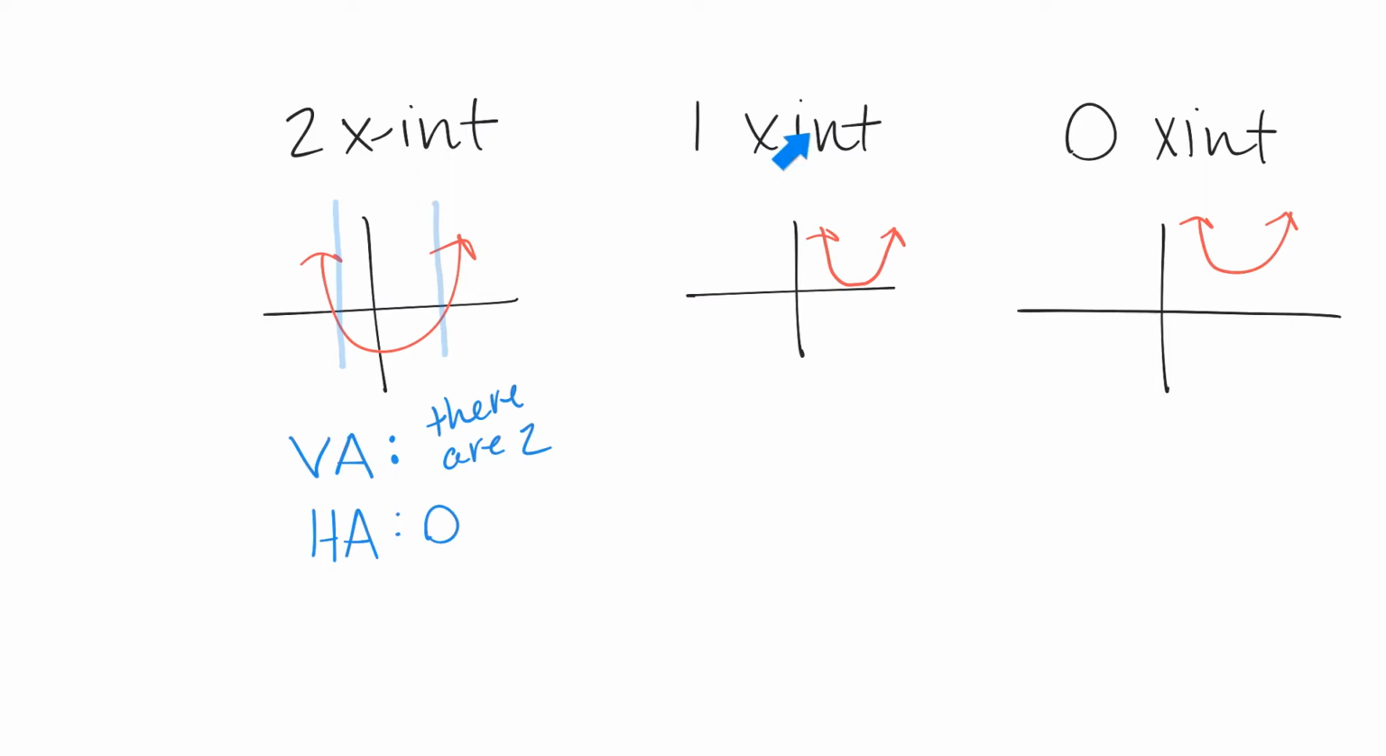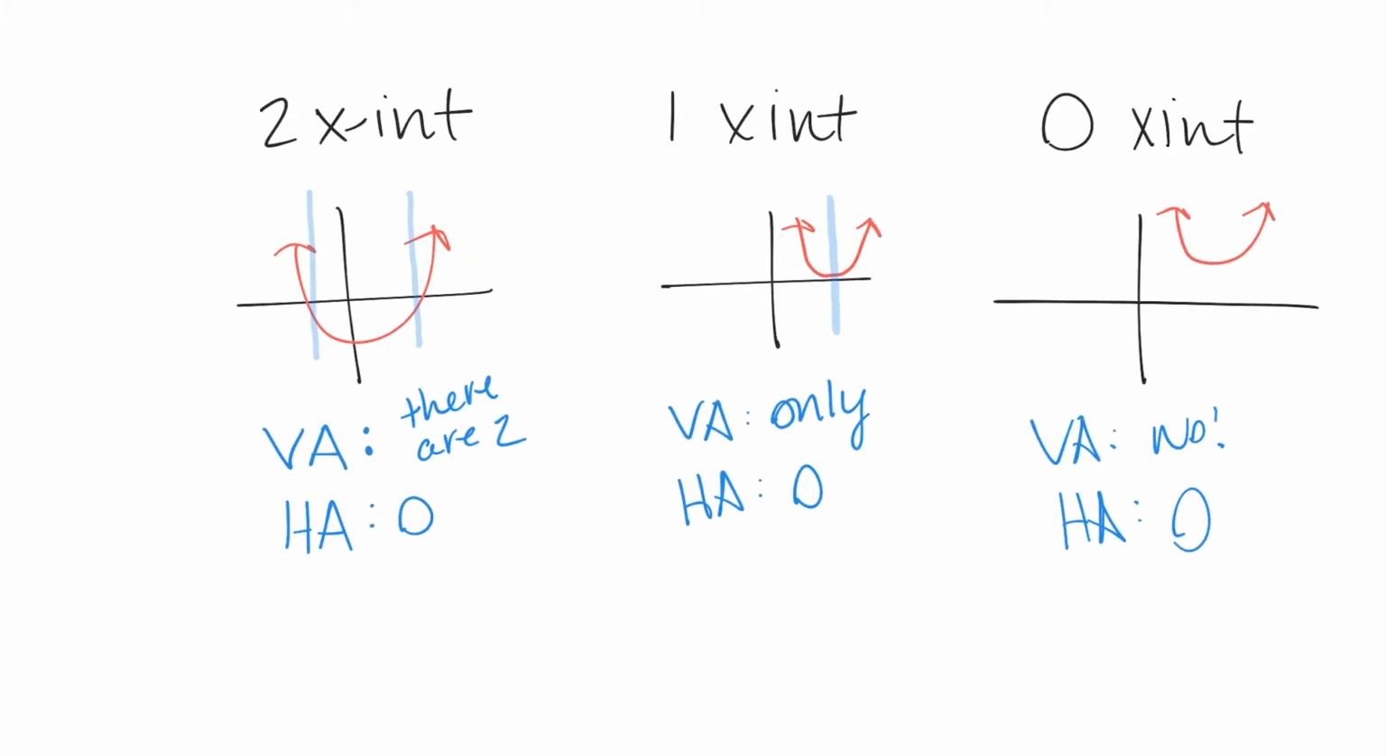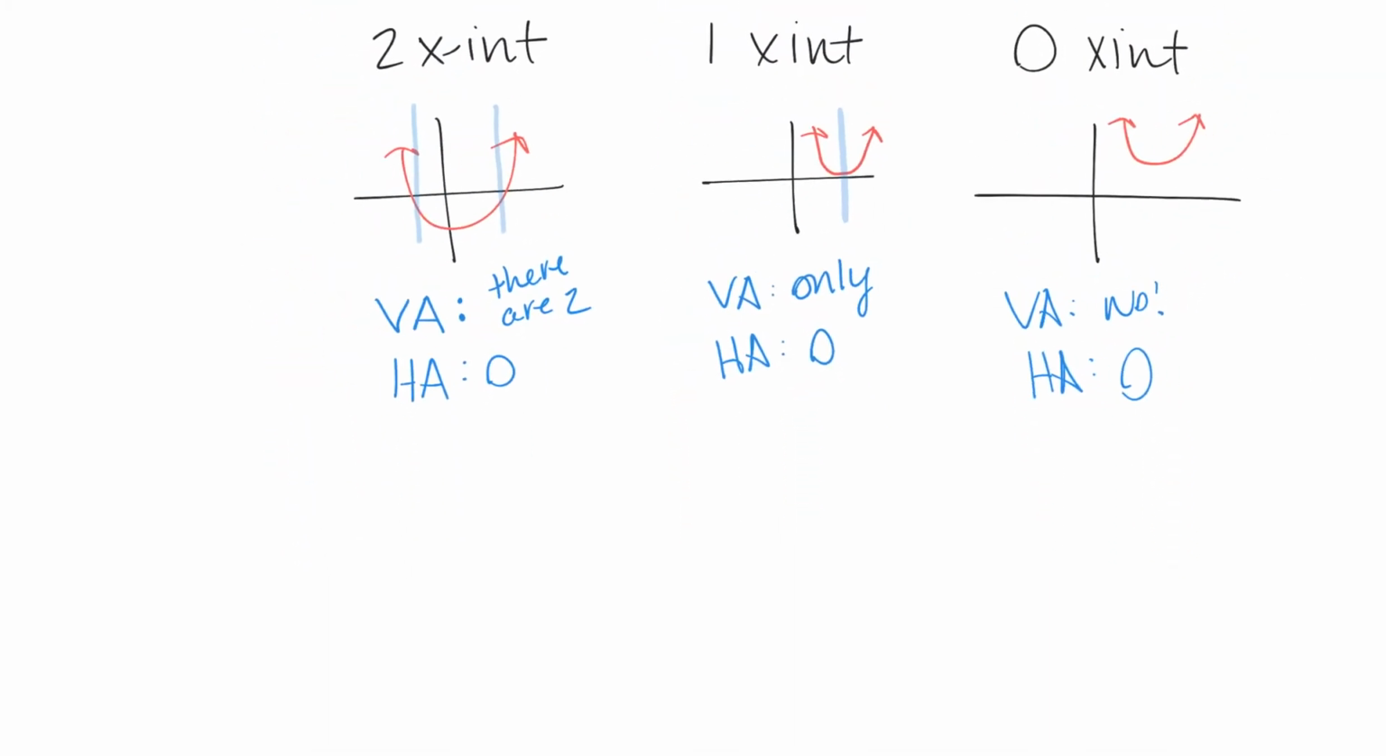If you only have one x-intercept, then where can you have a vertical asymptote? You can only have one vertical asymptote. So you can have only one, and your horizontal asymptote is still going to exist at 0. Over here, when you have no x-intercepts, can you have a vertical asymptote? No, you cannot have one, but you can still have a horizontal asymptote at 0. So let's look a little bit closer at what each of those mean generally.